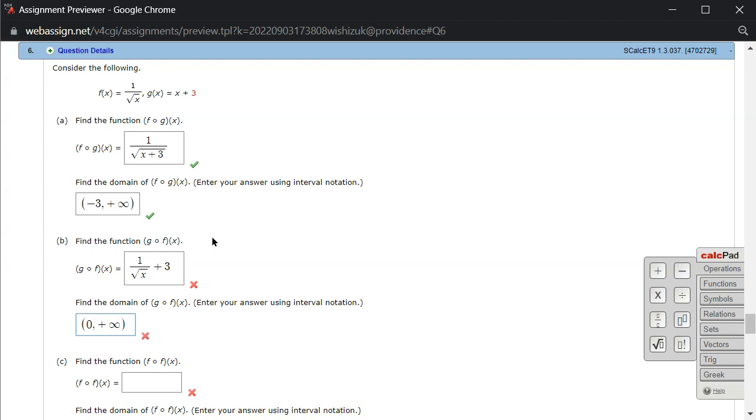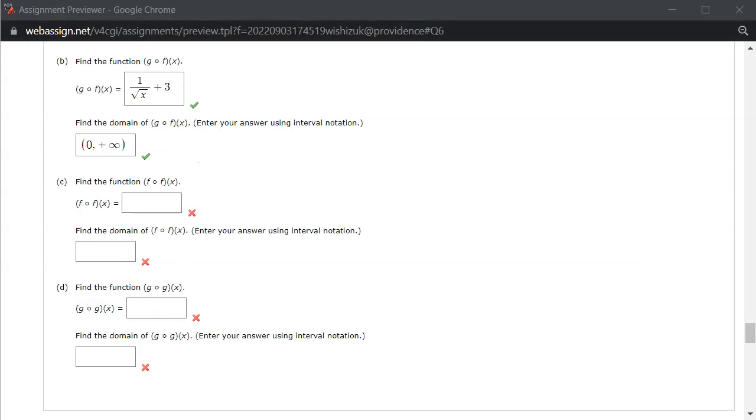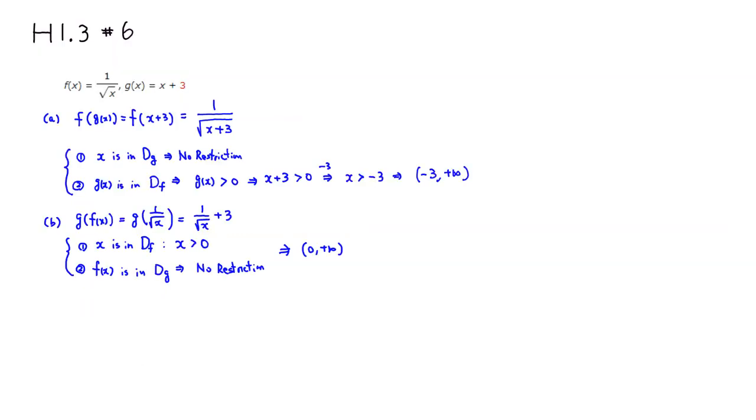All right, so we have that. Let's check the answer. I came back and looks like we got part B correctly. So let's do part C. It's f of f. All right, so let's do that.